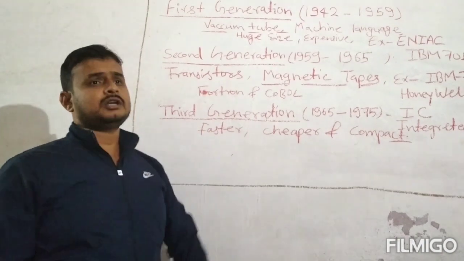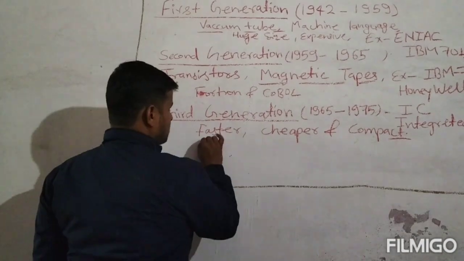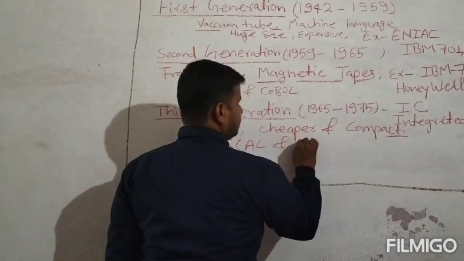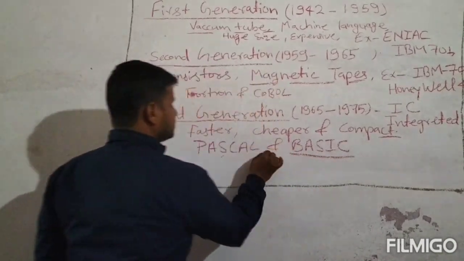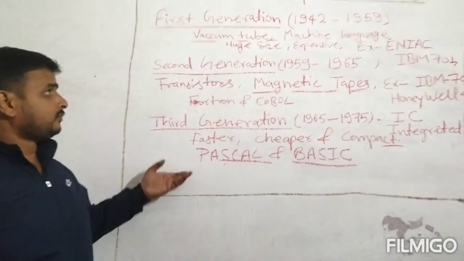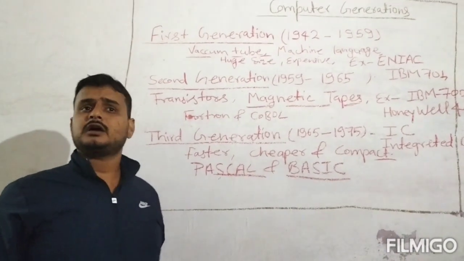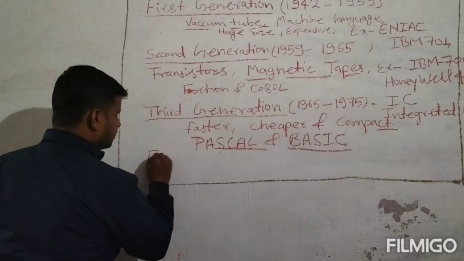In the third generation, we use the Pascal and BASIC languages. These are the programming languages which were used in third generation computers. Now come to the fourth generation computers.